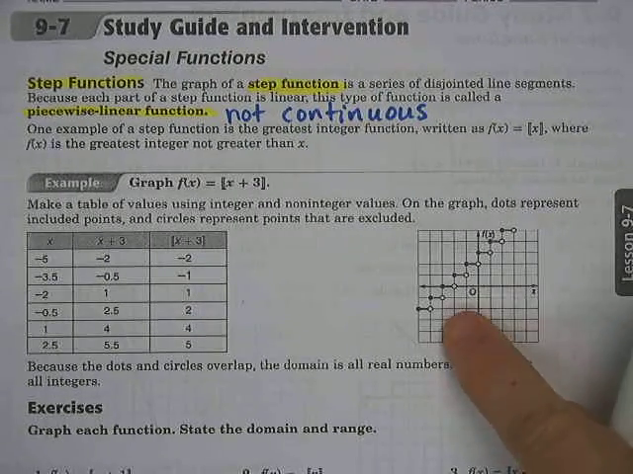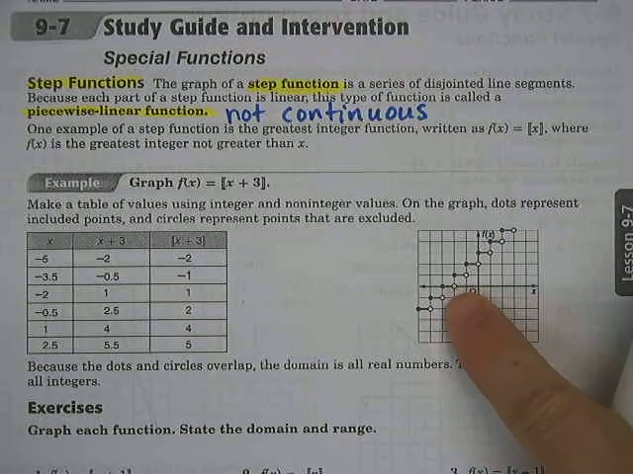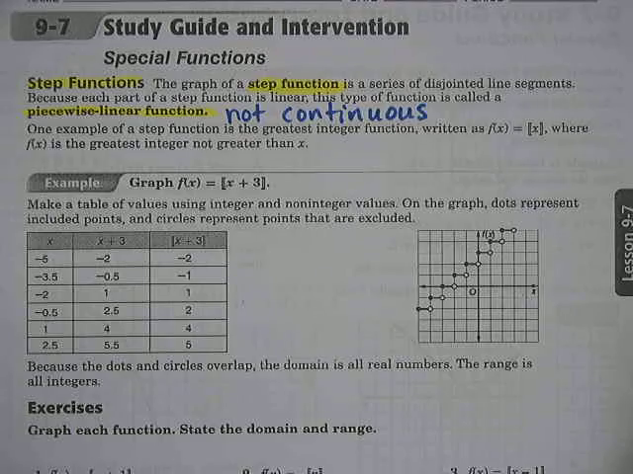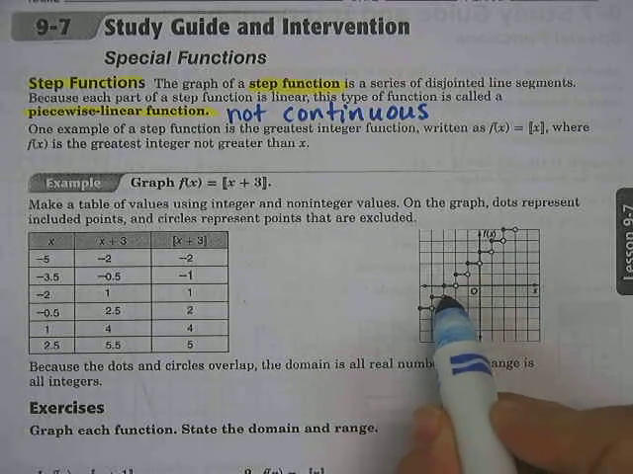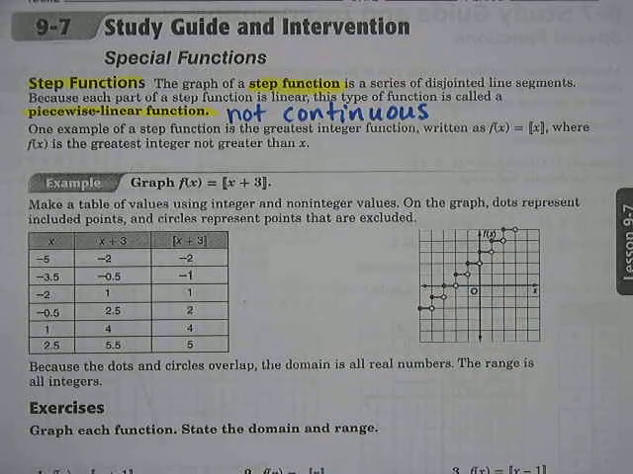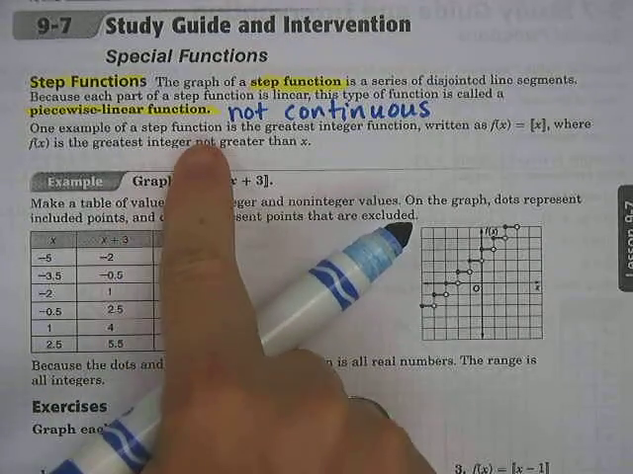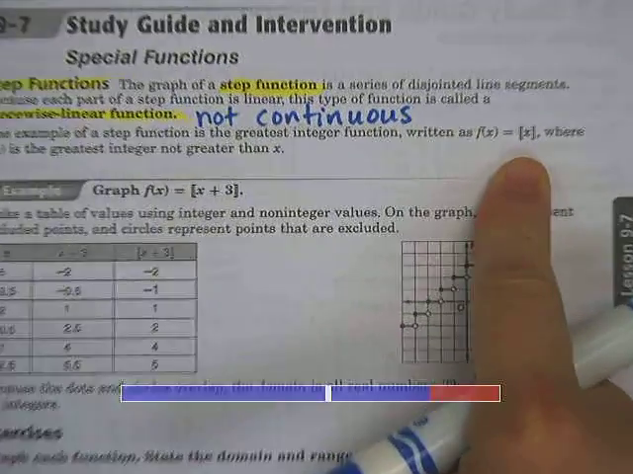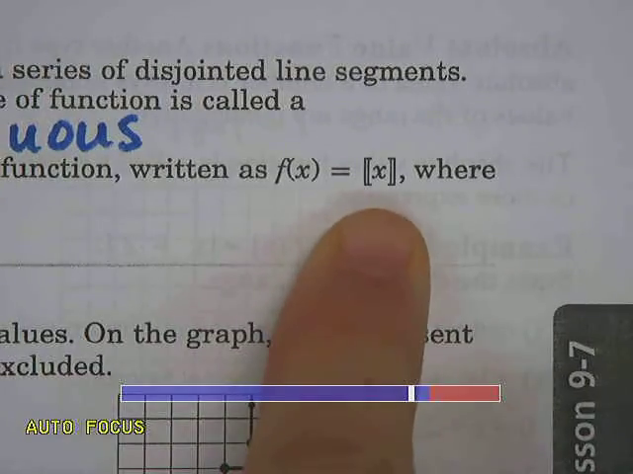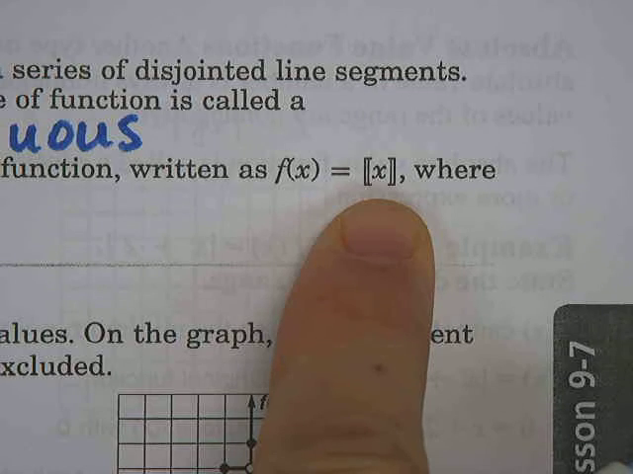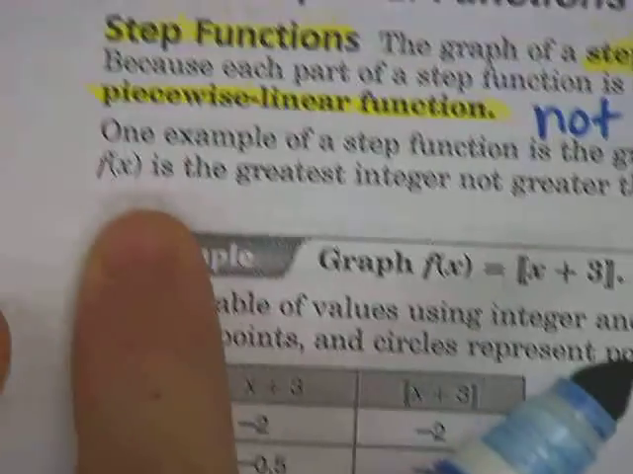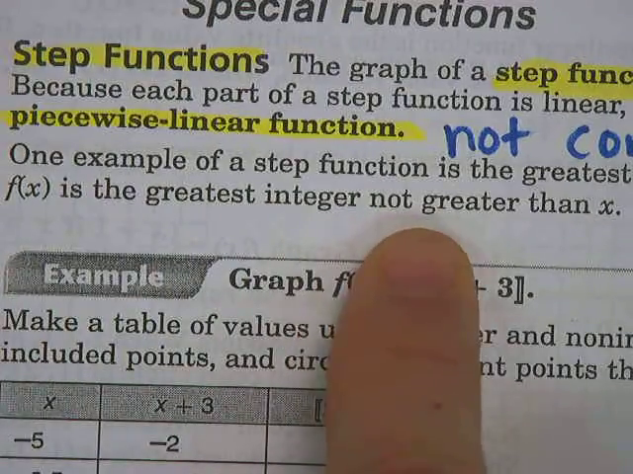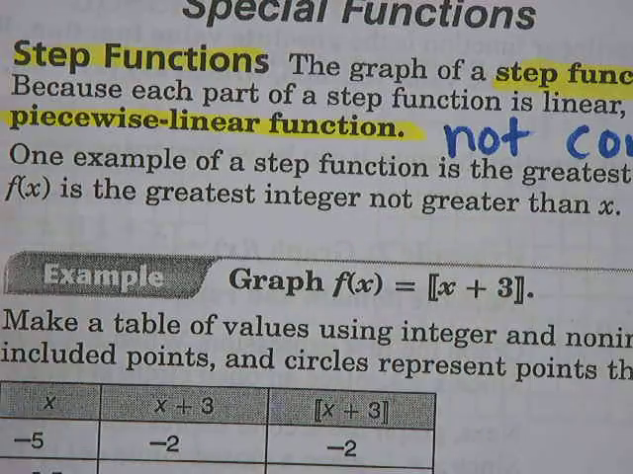And if you jump down here and get an idea of what the step function looks like, it makes sense. It looks like a series of steps. And notice that each little segment ends up being linear. It's a horizontal line. One example of a step function is called the greatest integer function. And it's this new notation right here. Do not mistake that for absolute value symbols. That's the greatest integer function, where f of x is the greatest integer not greater than x.